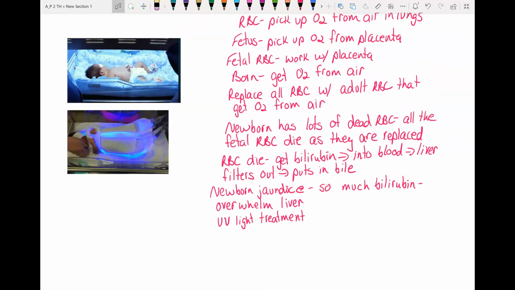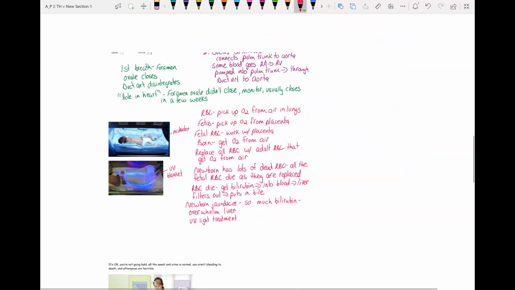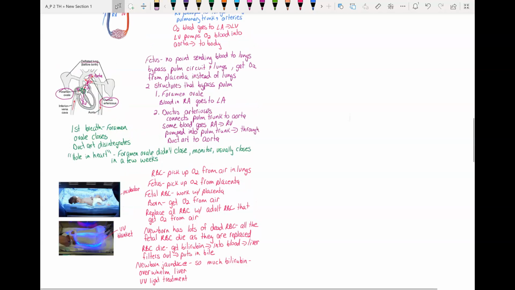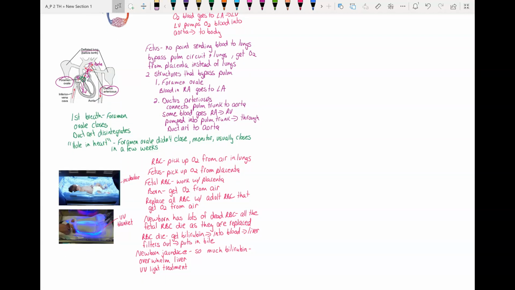It will break down that bilirubin. So if it's summertime and a baby has this, you can just go outside and sit in the sun. If the weather is not cooperating, they have these incubators with UV lights. So here's an incubator with the UV light. Or now they even have blankets with UV lights. And you can just wrap the baby up in this blanket, and that UV will penetrate through the skin and break down the bilirubin. So there's a couple of things that are special to a fetus since they're not breathing, and that change once they're born and they are breathing.